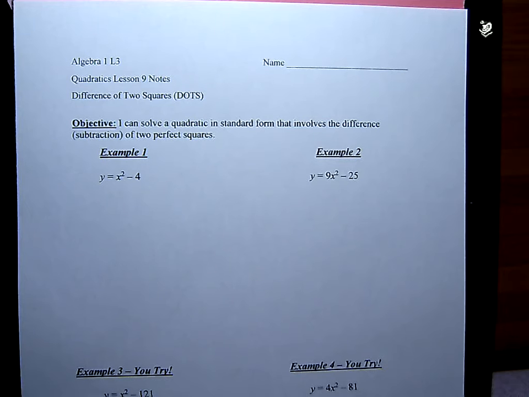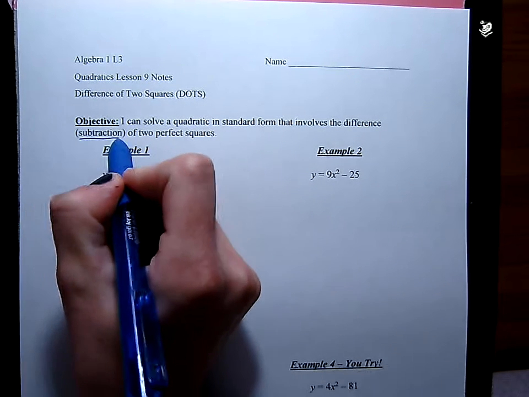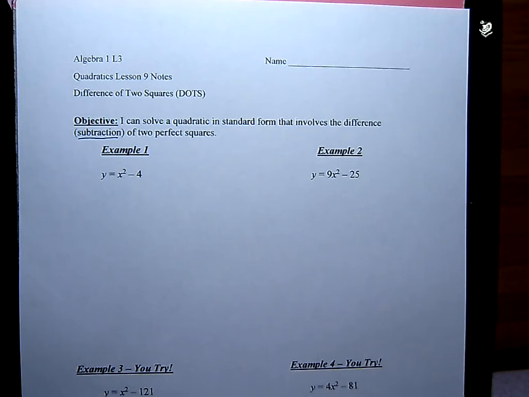We are going to talk about what the difference of two squares means today, and sometimes I refer to it as DOTS. So our objective today is I can solve a quadratic in standard form that involves the difference, and by difference we really just mean the subtraction of two perfect squares.